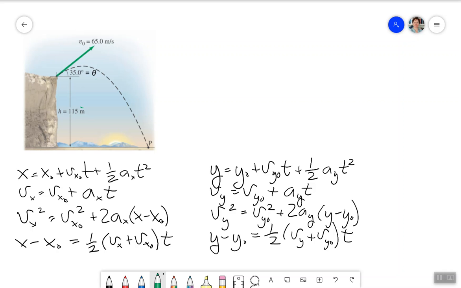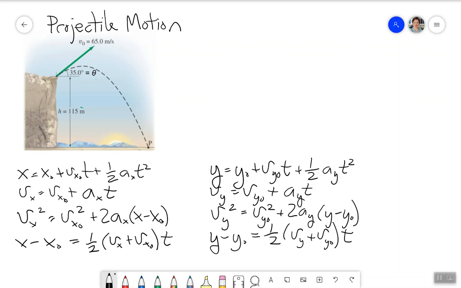Okay, so this is one of the classic physics problems. This is a problem on projectile motion. And the idea with projectile motion is that you can really start by writing down the kinematic equations in both the x and the y direction. Really, before you do anything else, you can write down these kinematic equations.